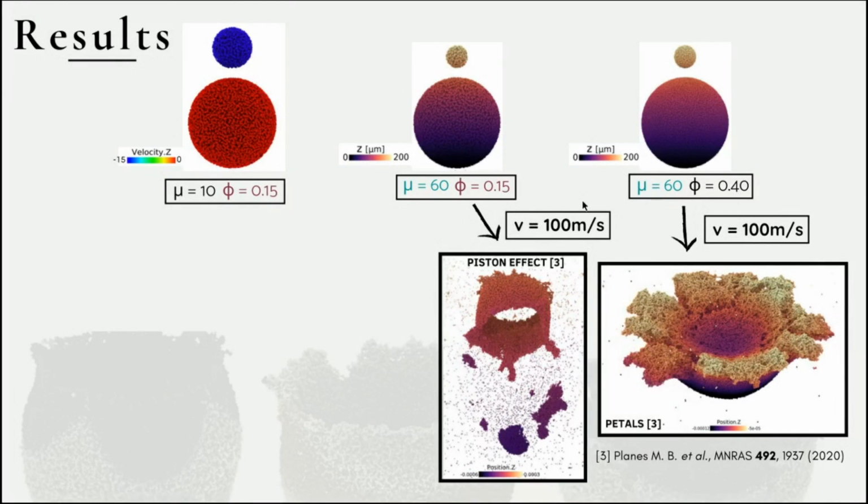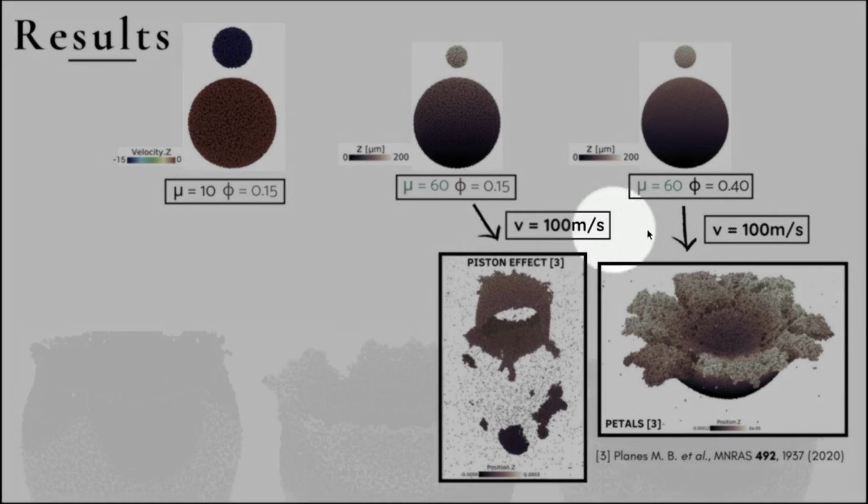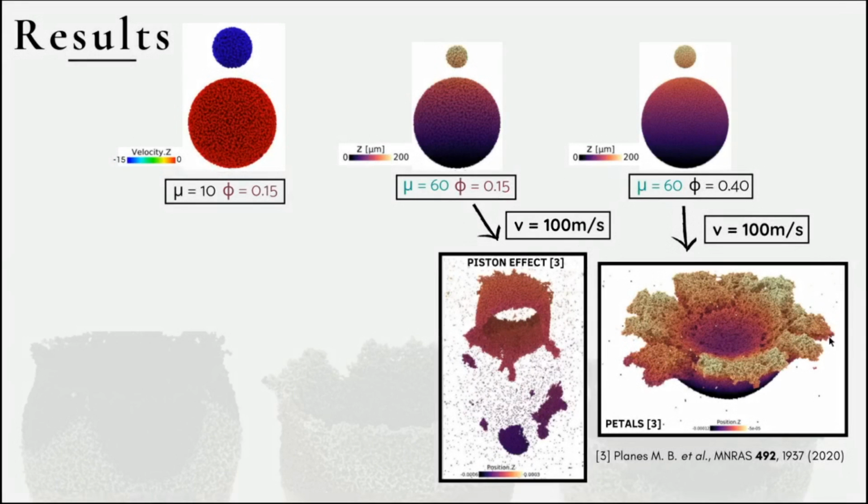We can observe that porosity has a crucial role. For the same impact velocity and mass ratio, for more compact aggregates, we observe this outcome, similar to a petal structure. But for more porous aggregates, we observe this result, similar to a piston effect. Both outcomes were explained in our recent work. The reference is here.